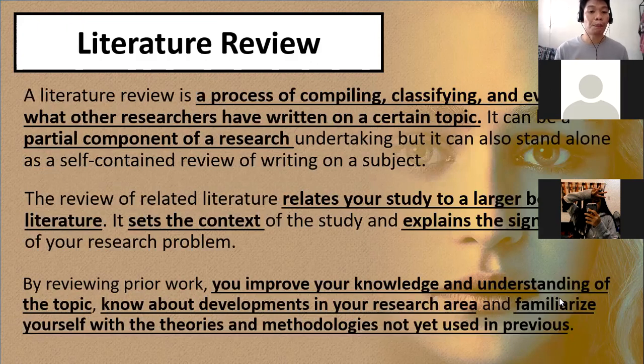A literature review is a process of compiling, classifying, and evaluating what other researchers have written on a certain topic. It can be a partial component of a research undertaking, but it can also stand alone as a self-contained review of writing on a subject. So you search for related literature, then you select if they are relevant, then you categorize them from one topic to another, the main topics and the subtopics. Your related literature can be the starting point on writing your research.